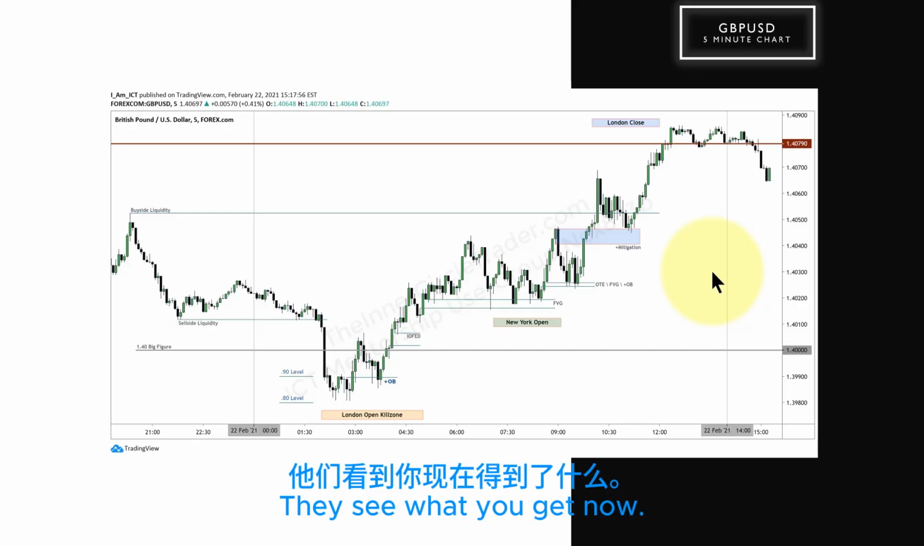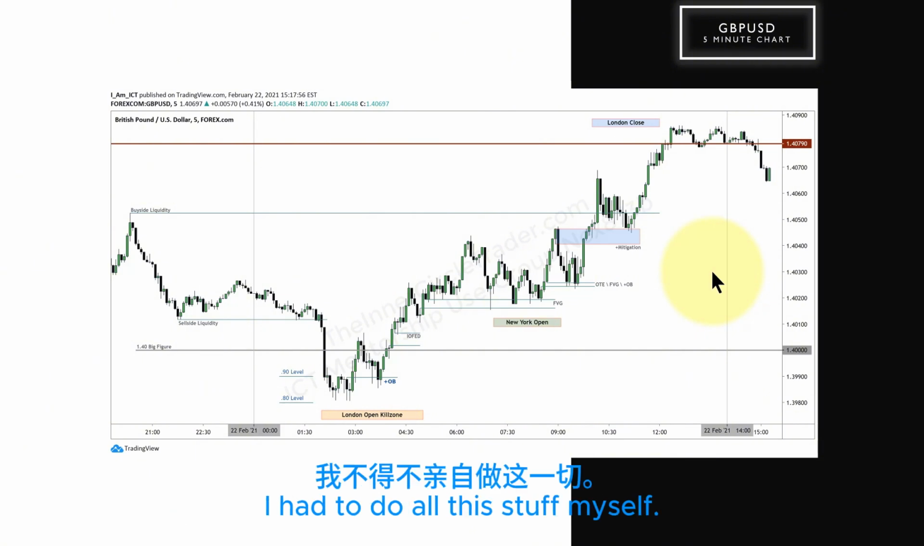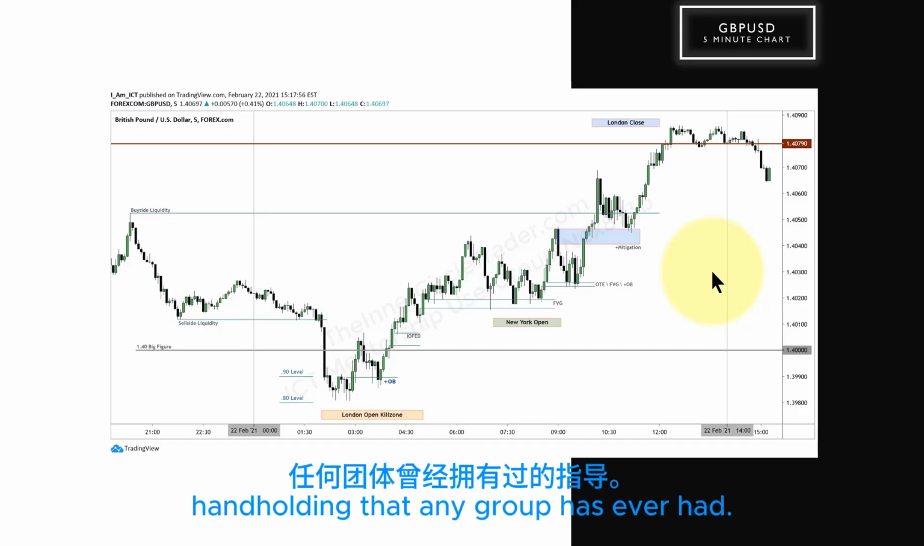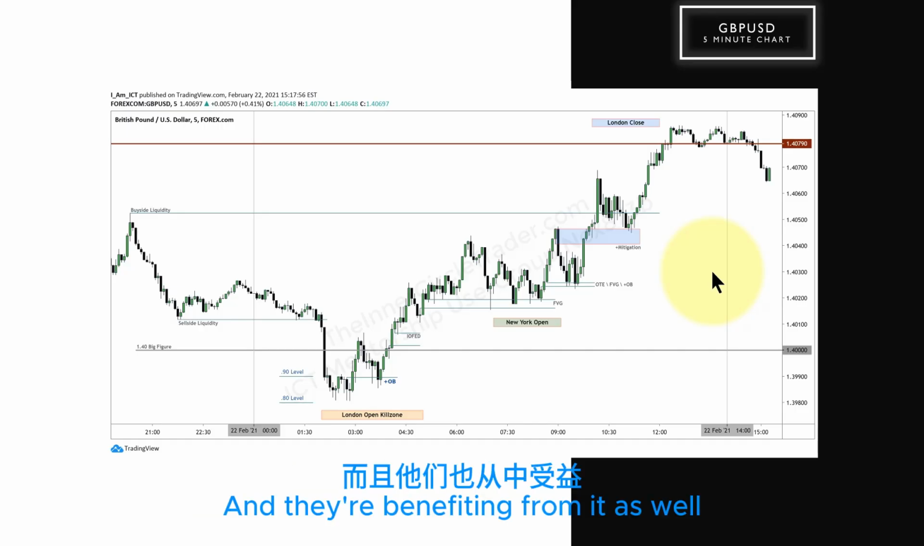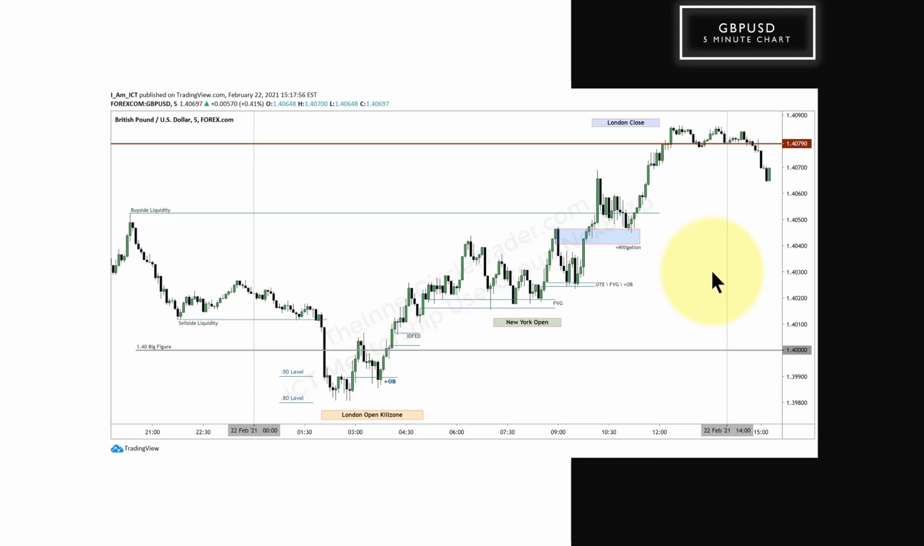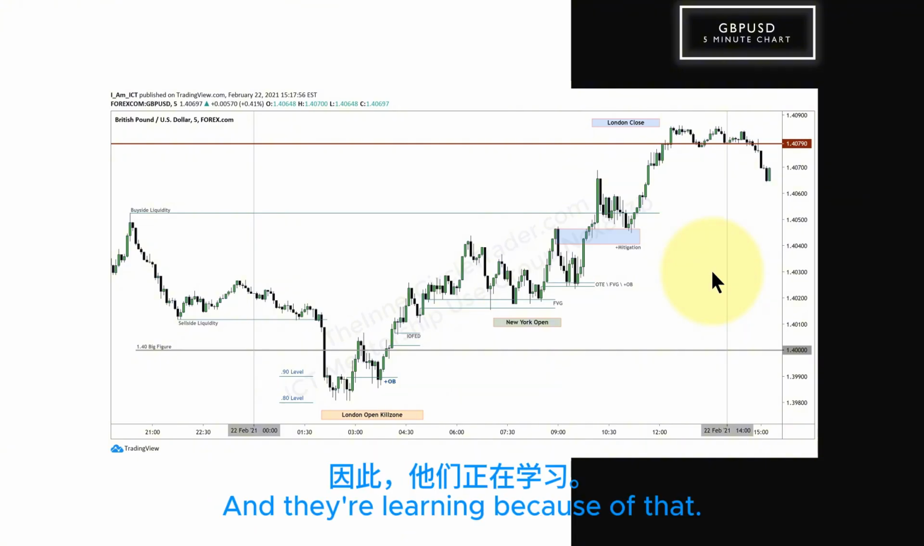They see what you get now. It's like, man, I wish I would have waited this long to join, because now it's like you're just laying it out there for them. I had to do all this stuff myself. Well, obviously they're being facetious, but the point is, you are getting the most hand holding that any group has ever had, and they're benefiting from it as well, because they're seeing what they should be doing in contrast to what they've been doing, and they're learning because of that.